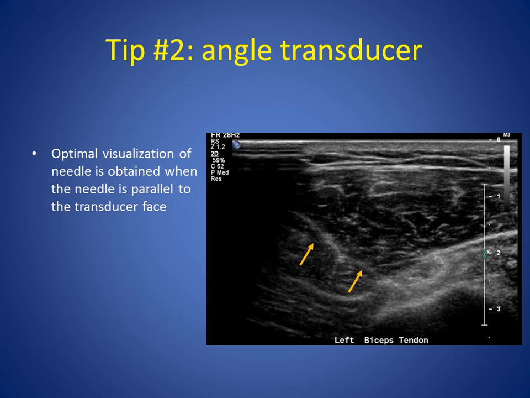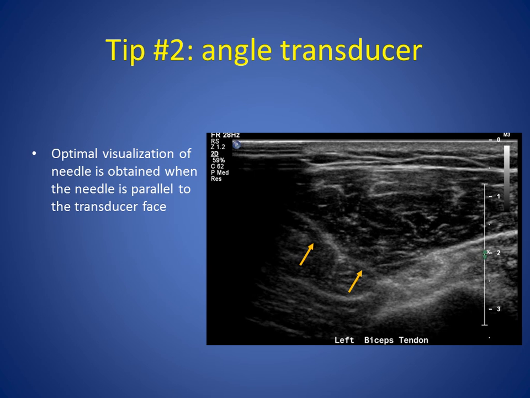Here's another tip that you can use. Angle the transducer. Many times with these linear transducers, depending on the obliquity of the angle of approach of your needle, it may be difficult to see. The closer your needle is to parallel to the face of your transducer, the more obvious it will be on your image. The closer your needle is to perpendicular to the face of your transducer, the more invisible it will be on your image.